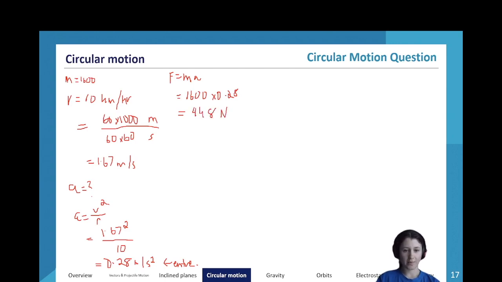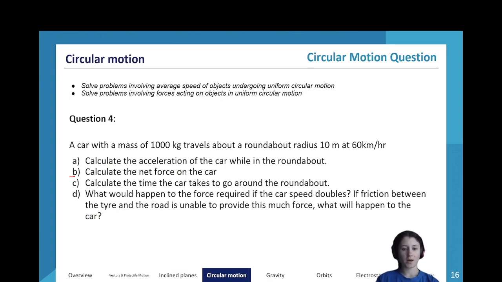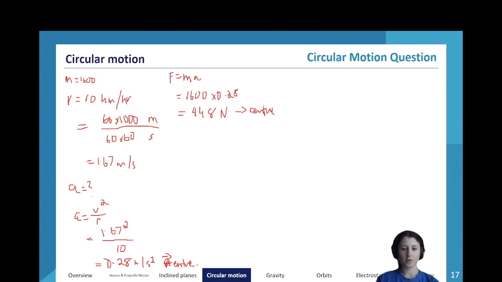448 newtons, and that is going to be towards the center too. So that arrow should be in the opposite direction, towards the center. Next, calculate the time the car takes to go around the roundabout. So that is going to be the period. Because remember, the period is the time it takes for the particular event to occur.